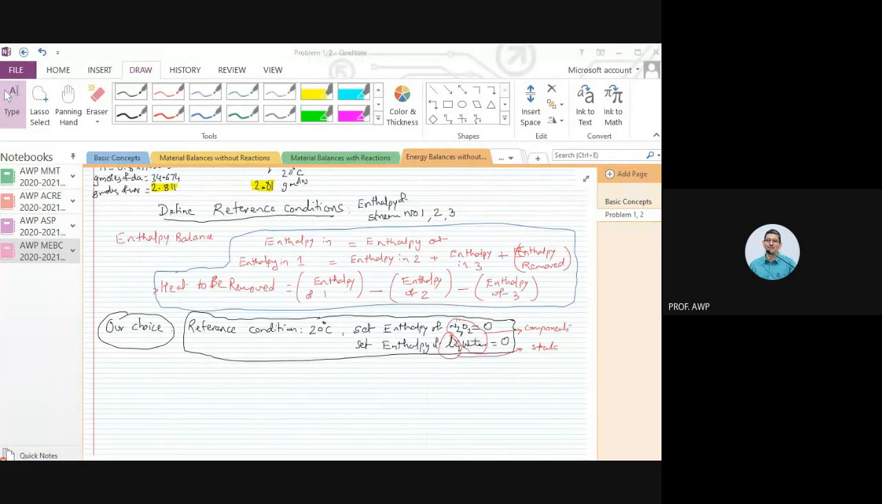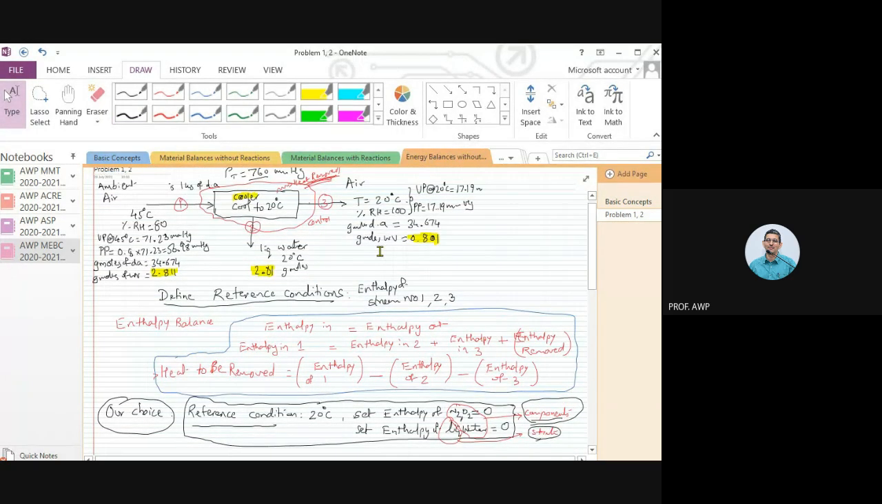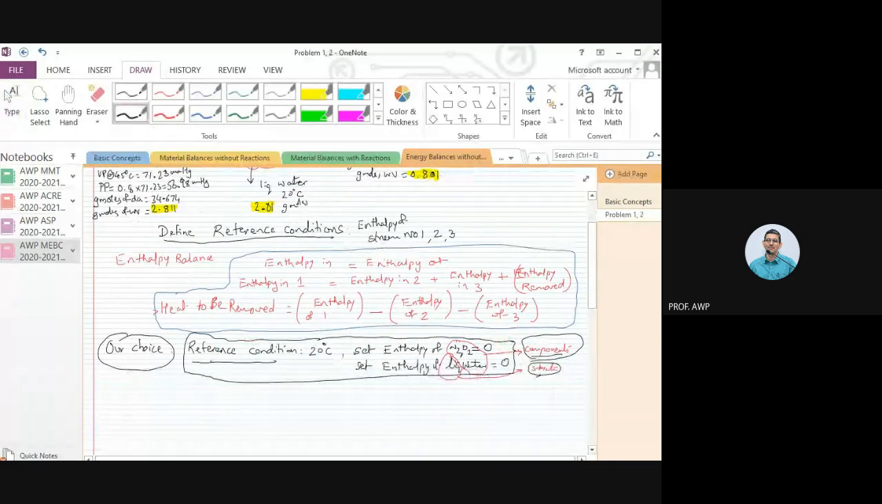So this is what we are going to say. We are going to say our reference, and at that reference, whatever components are there in the problem and whatever is the state of those components, we are going to say that some of these components in their respective state have 0 enthalpy. Now I just have to work out what is the enthalpy of stream number 1, stream number 2, stream number 3 with respect to this reference, right?